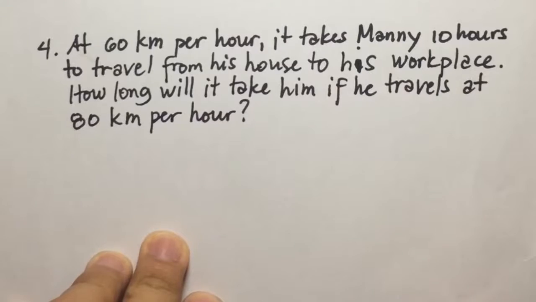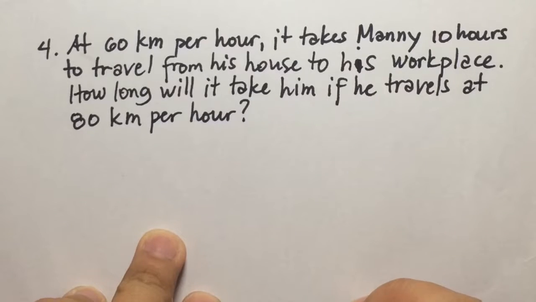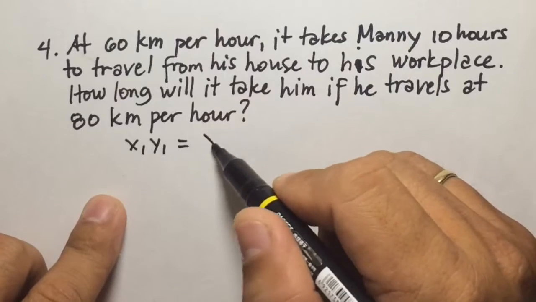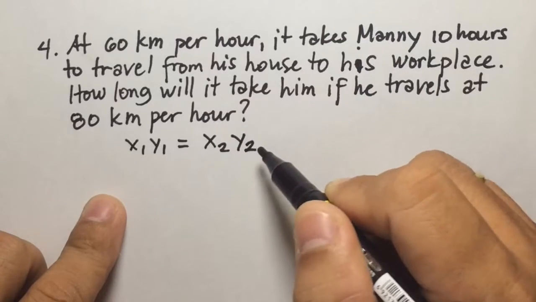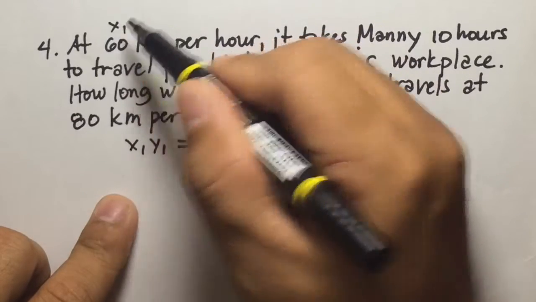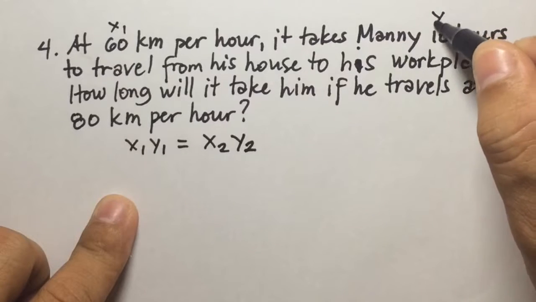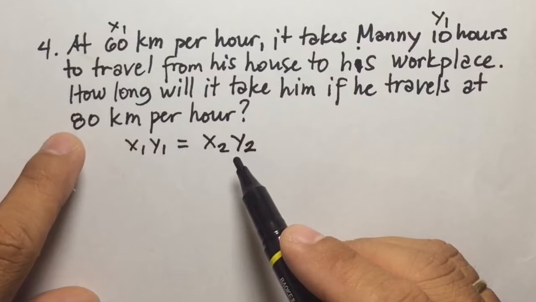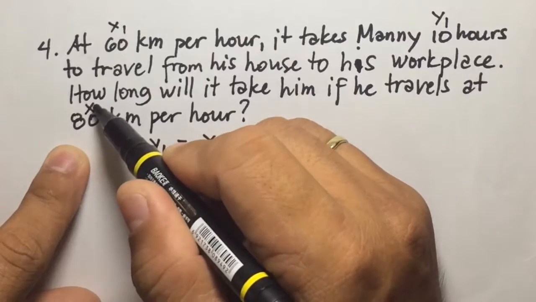And number 4, at 60 kilometers per hour, it takes Manny 10 hours to travel from his house to his workplace. How long will it take him if he travels at 80 kilometers per hour? The same with number 3, we can just use x sub 1 y sub 1 equals x sub 2 y sub 2. Then we can have 60 kilometers per hour, the rate, as x sub 1. Then 10 hours will be y sub 1. Then the second given, 80 kilometers per hour rate, will be our x sub 2.